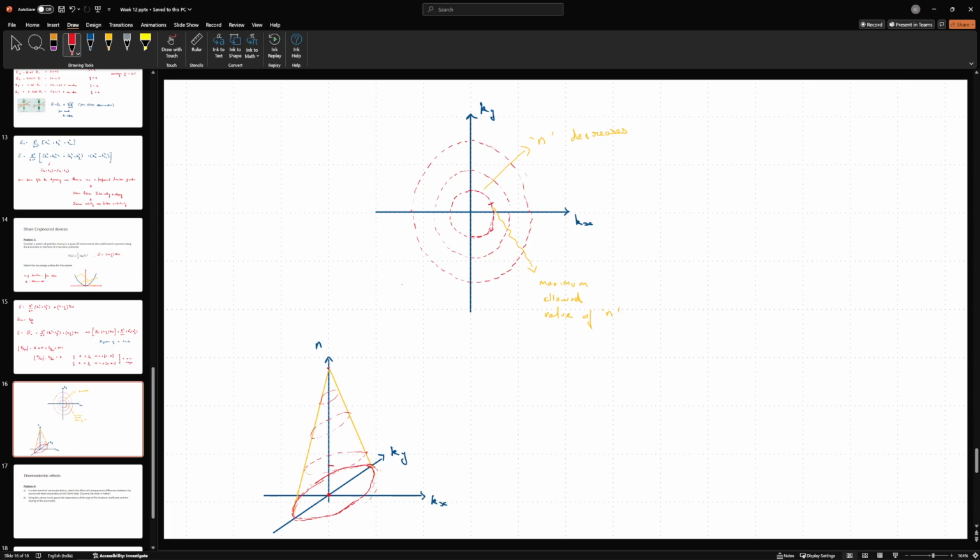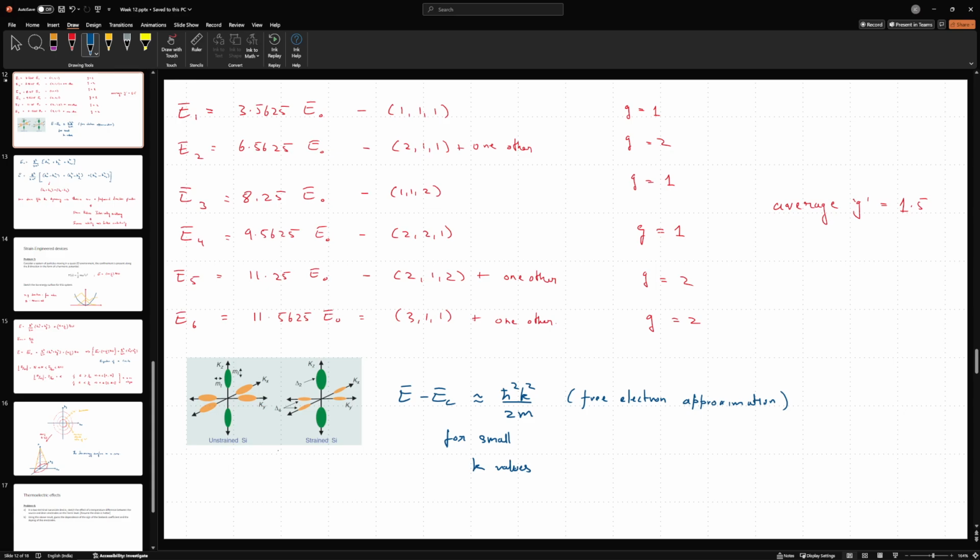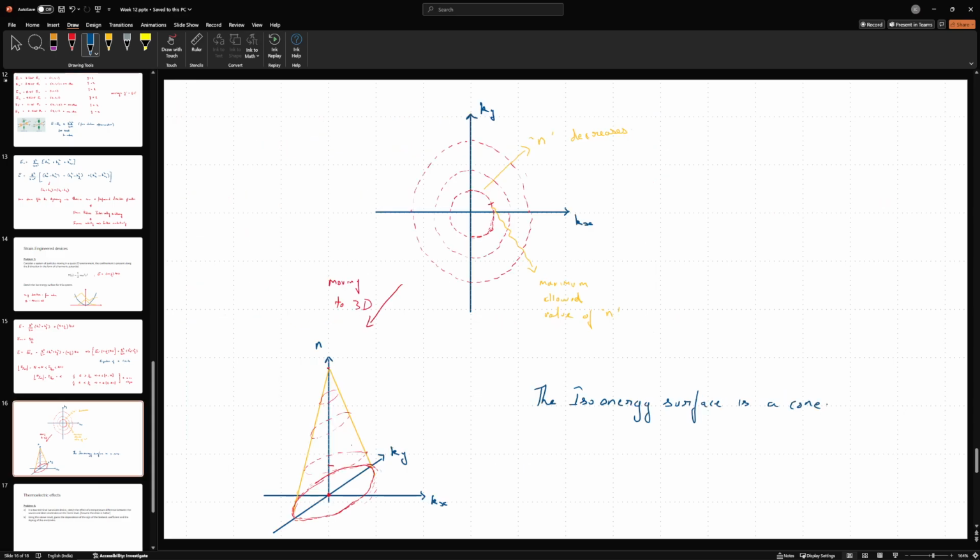So this is moving to 3D. So we can now see that the isoenergy surface is a cone. So it has a conical isoenergy surface. If I were to plot the isoenergy surfaces for this, I will get this kind of ellipsoids, 6 ellipsoids. This is a simpler problem, so you have a cone. So you may be given potential profiles like this and asked to plot the isoenergy surfaces.